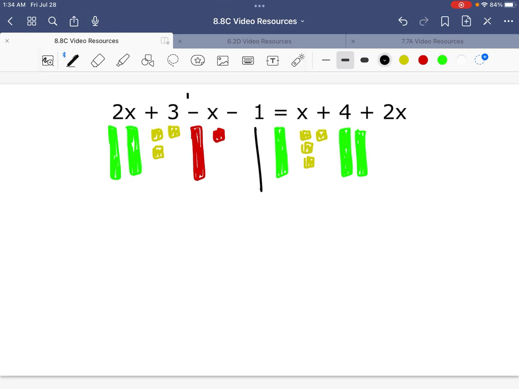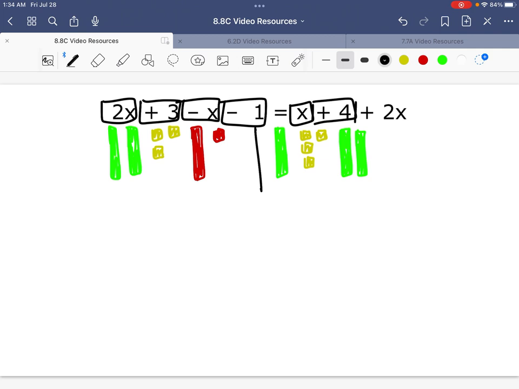Notice this negative x was represented as a red negative x, and our negative 1 was represented as a negative unit. This is because the sign in front of any term sticks with the value. So if I look, I have the term of 2x, I have the term of positive 3, the term of negative x, and the term of negative 1. And then on the right hand of the equation, I have positive x, which I know it's positive because there is no negative symbol in front of it. I have a positive 4, and I have a positive 2x.